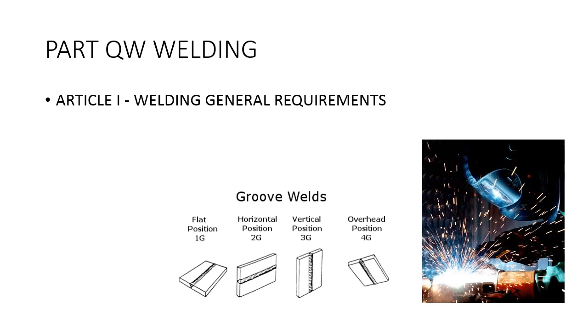So for this episode, we're going to talk about QW welding. It might take me two little mini episodes to get through all the QW welding. But Article 1 for QW welding is the welding general requirements. That's what we're going to discuss in this one. But I'm also going to just basically touch on Article 2, 3, and 4 so we have some context on what QW Article 1 is versus Article 2 versus Article 3 versus Article 4.